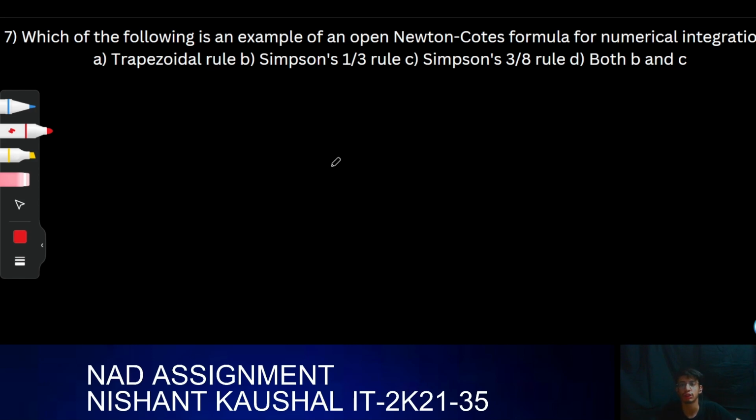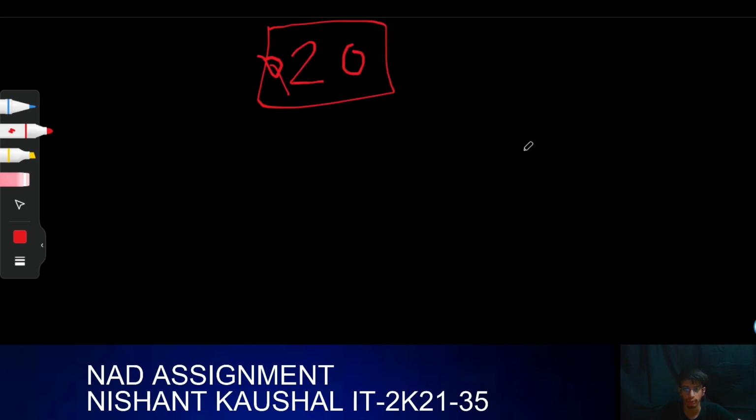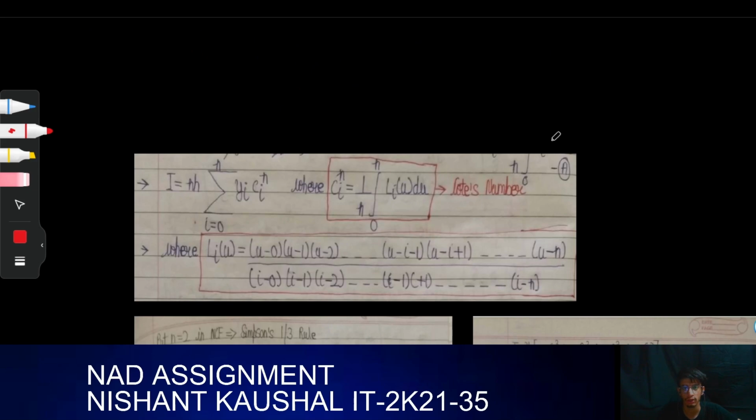Let us proceed to question number 7. Which of the following is an example of open Newton-Cotes formula for numerical integration? Trapezoidal rule, Simpson one-third rule, Simpson three-eighths rule, both B and C. So this question is repeated from previous question. I think it was last question paper, question number 20. So it has been repeated here. So I am explaining in brief here as well.